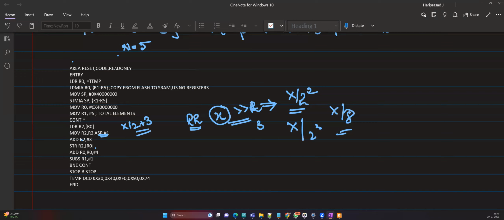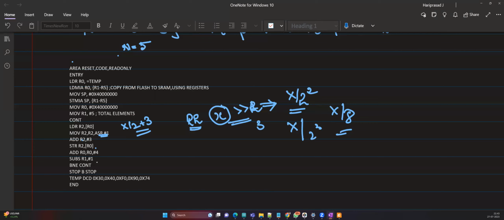Yes, correct, sir. Basically, here R1 I have loaded with 5, right? Subtract 1 means it will keep decrementing: 5, 4, 3, 2, 1. Once it becomes negative, all the loops are completed, then this part will become negative and it will stop.